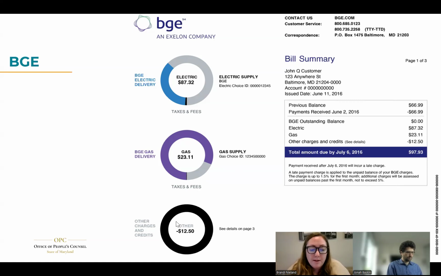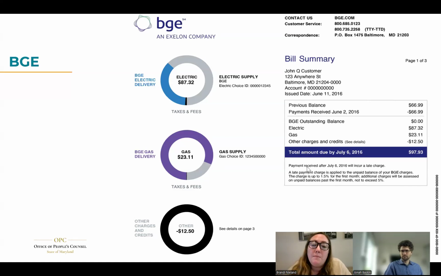Okay, so these charges are going to include, like I said, supply, delivery, tax, and fees. And then this one at the bottom, this is going to be any type of rewards programs that you might be participating in. It also might include any late payments. If we go back over to this box, it tells you the total amount due.